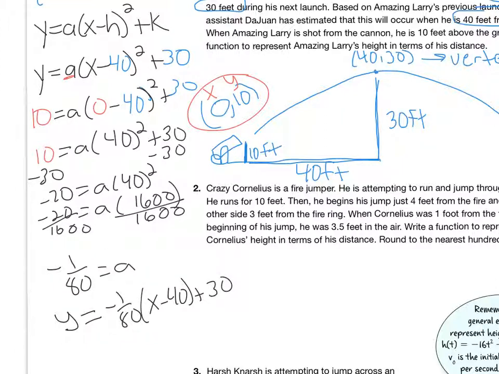To write it as a function, we would write the height based on the distance equals negative 1 over 80 times x minus 40 squared plus 30.